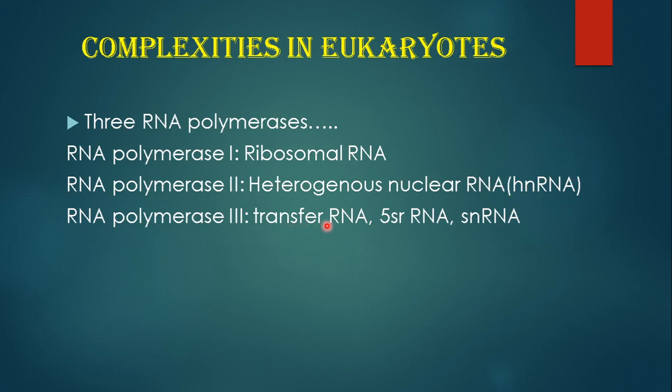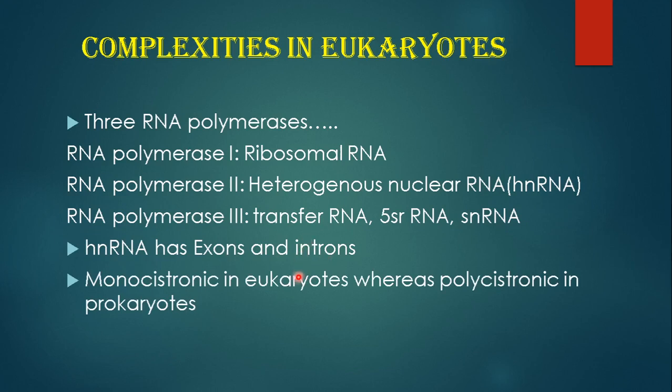Polymerase 3 is responsible for formation of transfer RNA, 5S ribosomal RNA, and small nuclear RNA. hnRNA, as I mentioned, has coding and non-coding regions. Exons are the coding regions, introns are the non-coding regions.